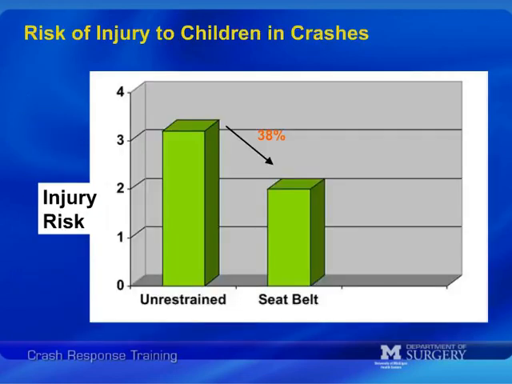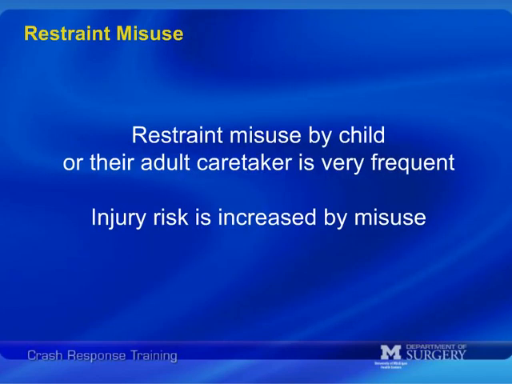The risk of injury to children in crashes is decreased by 38% by just the use of a seatbelt alone compared to unrestrained children. 38%. Now, while the use of seatbelts or other restraints can improve significantly the risk of injury, it's very important to keep in mind that restraint misuse by a child or their adult caretaker is very frequent, and injury risk is increased by misuse of the restraints.